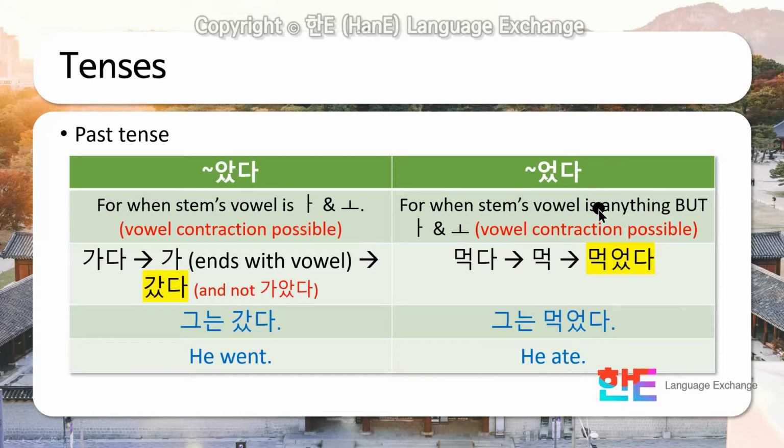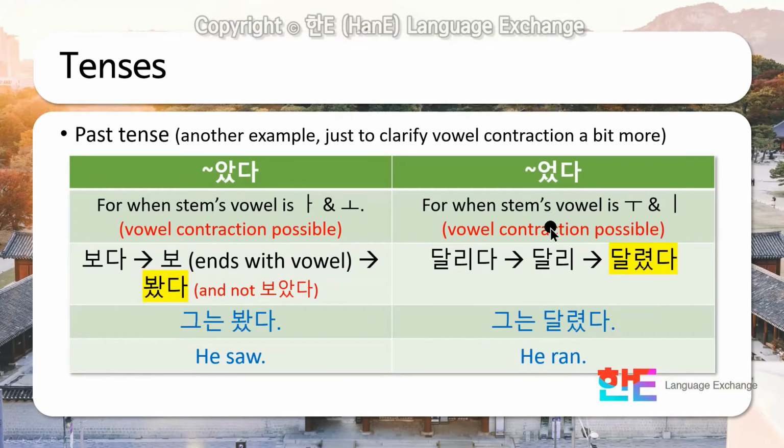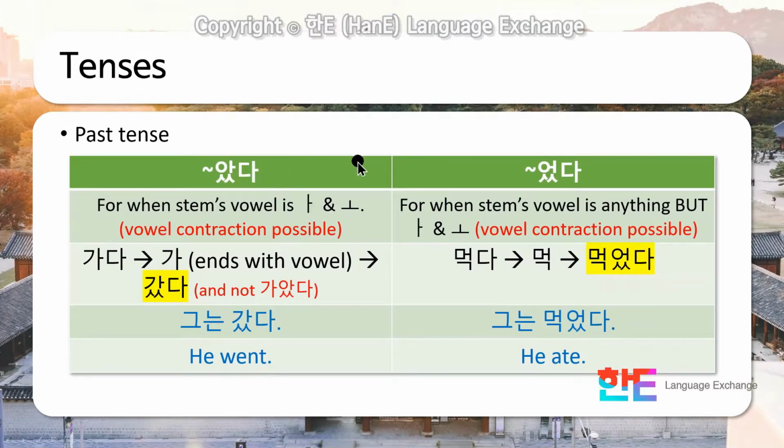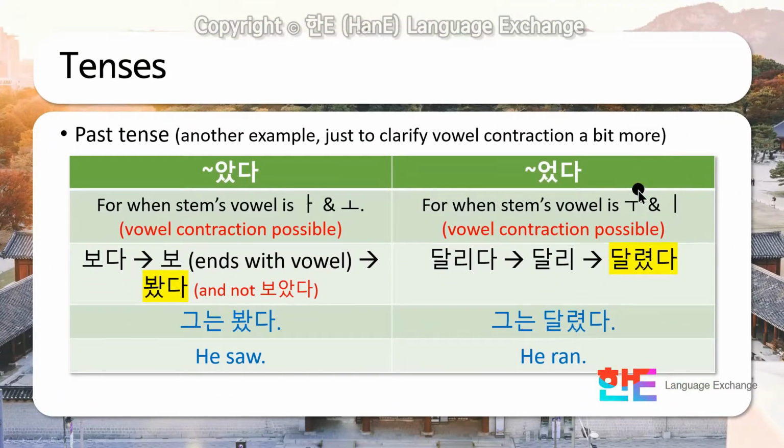For the other case, 었다 will be used. So basically, when the vowel is anything other than these two, for example, 먹다, it doesn't contain one of these two vowels, it contains 어. We're gonna just add 었다 to it, but again, vowel contraction is possible, and a case like this is 달리다. The vowel is not one of these two, but at the same time, it is one of the cases that we've mentioned where we would still contract the vowels, and that gives us 달렸다 instead of 달리었다.